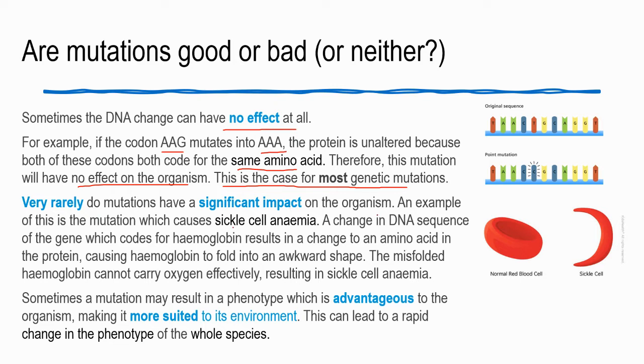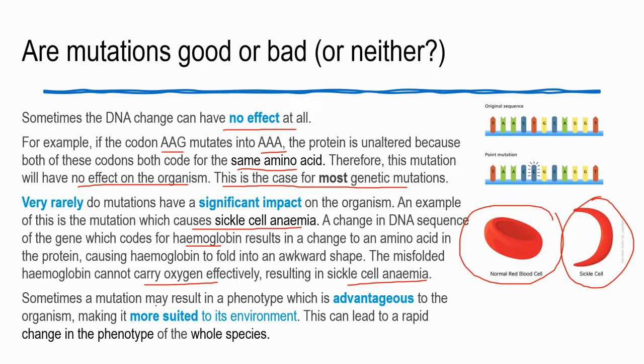For an example, it causes sickle cell anemia, and this is a change in the DNA sequence of the gene that codes for hemoglobin, which is the protein in red blood cells. And this is a picture of a normal red blood cell over here and a sickle cell anemic blood cell. So it changes the shape, it cannot carry oxygen as effectively, and so the person gets anemia, which means they're not getting enough oxygen, they feel tired.